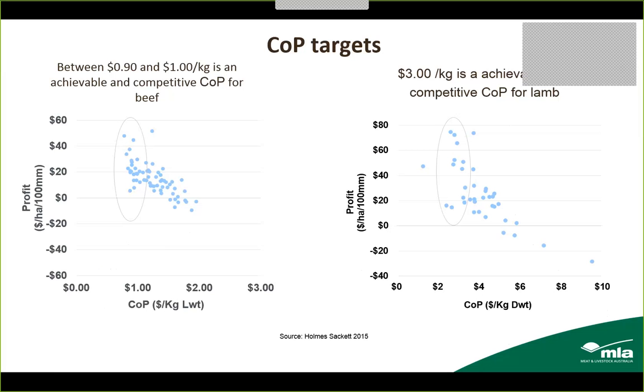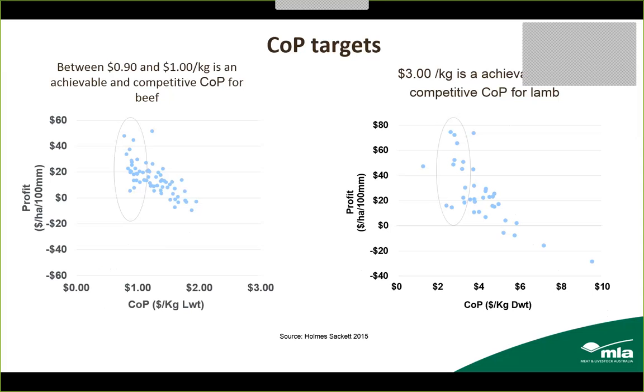So these graphs are just a single year of benchmarking data for beef and lamb, and they show what an achievable target is. In beef, that's around 90 cents to $1, and that's creeping up as prices increase, and $3 at the moment in terms of per kilo of dress weight for lamb is a very competitive lamb producer these days.